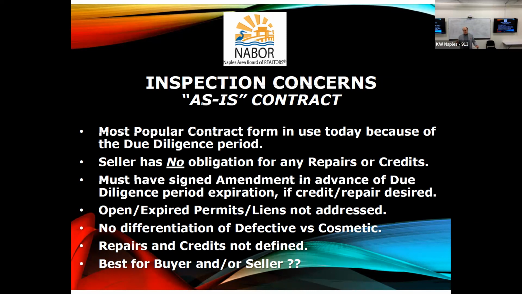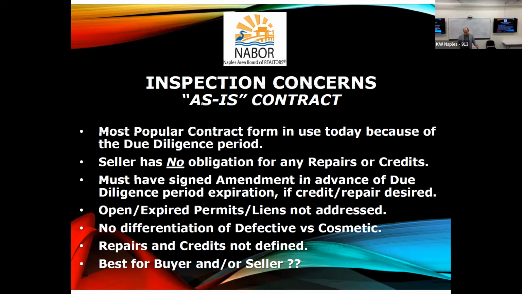So the catch-22 of this no obligation for any repairs and credits is if you now are informed of a defect or a leak in the roof or something that materially affects the value of the house, now you're required to disclose that to the next buyer. So when the seller tells you, I don't care, I'm not making any repairs, send them on their way, and a new contract comes in, do you have an obligation as an agent to disclose that to the next buyer? Yeah. Absolutely. Yes, you do.